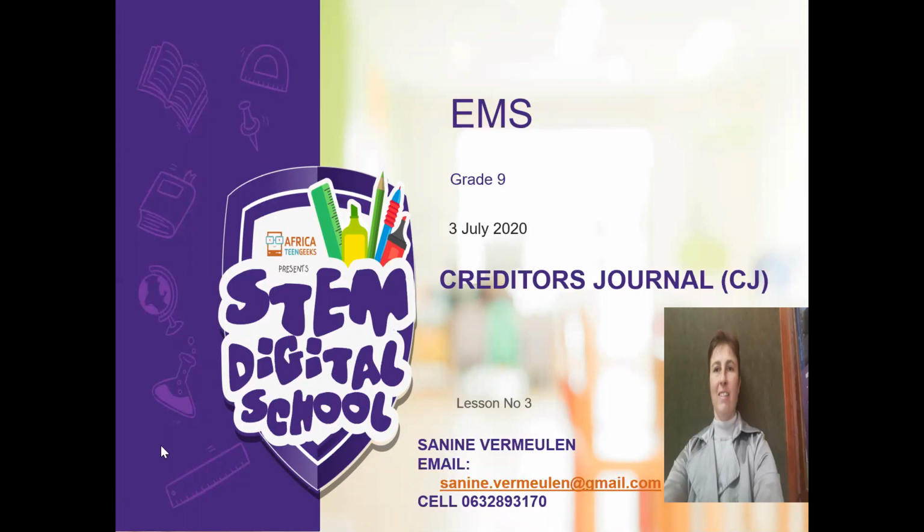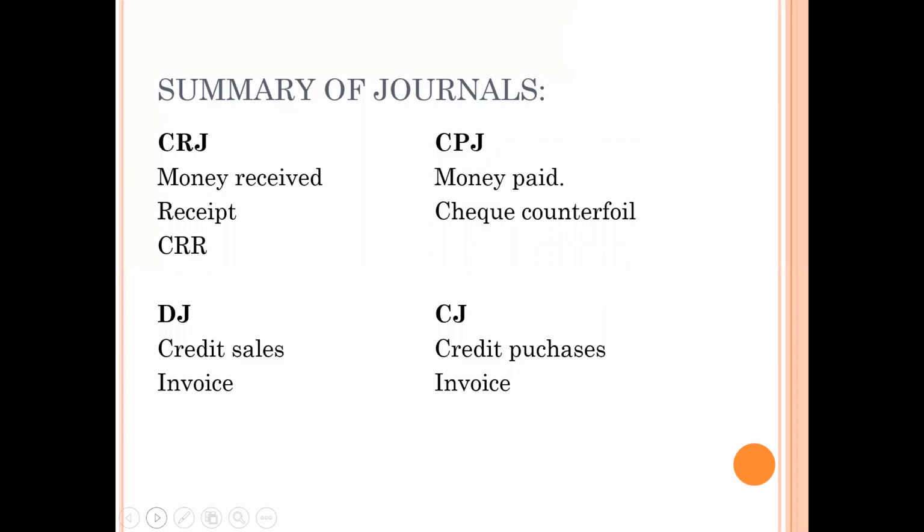Right, okay guys, we're going to start now with our lesson. As I said, we're starting a new journal today. It is now your fourth journal, the Creditors Journal, the CJ. What you see in front of you is a summary of the journals you know by now. On the left-hand side, we've got the CRJ, which you did in grade 8. It is the Cash Receipts Journal.